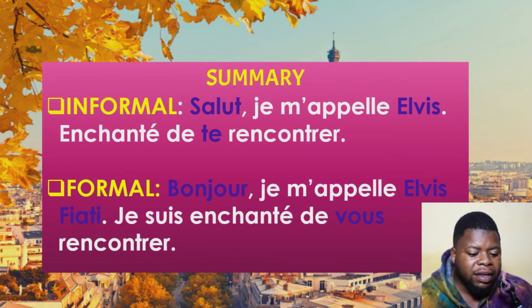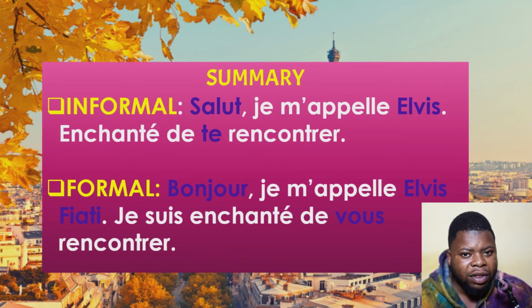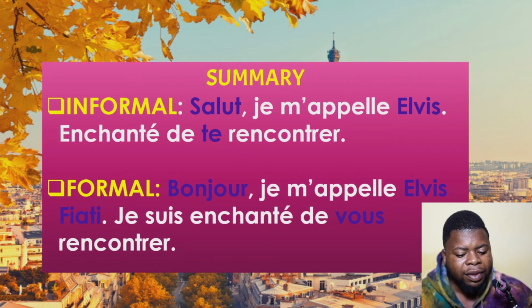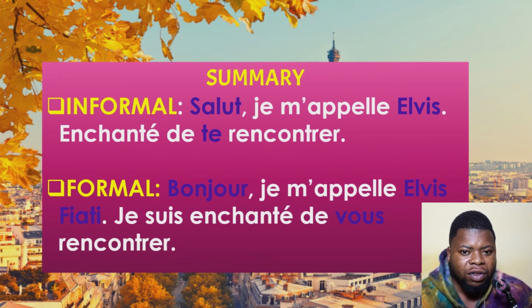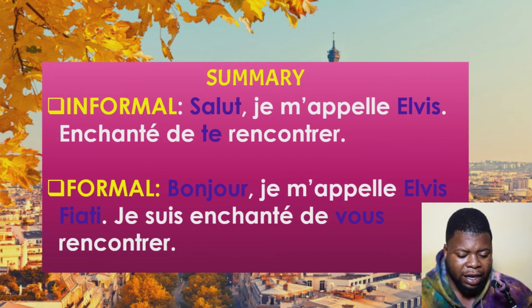Another thing is that in the informal way, I said enchanté de te rencontrer. I use tu over there. By the formal way, I said, je suis enchanté de vous rencontrer. It's very important. In the formal way, you have to use vous to show respect to the person. But in the informal way, you can use tu, which is te rencontrer.